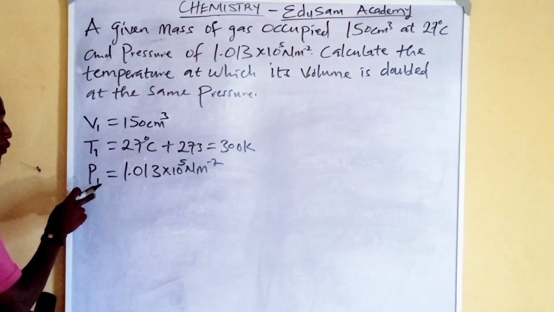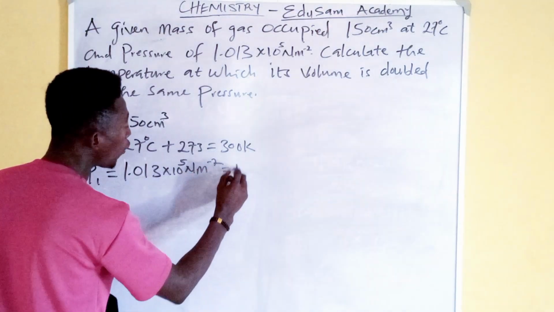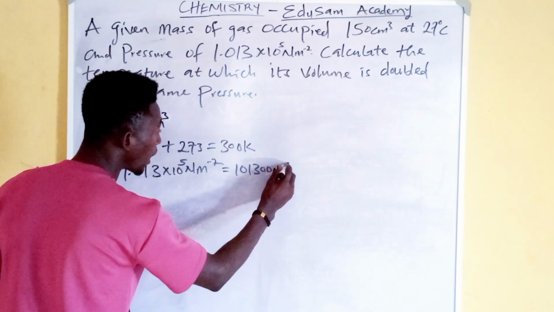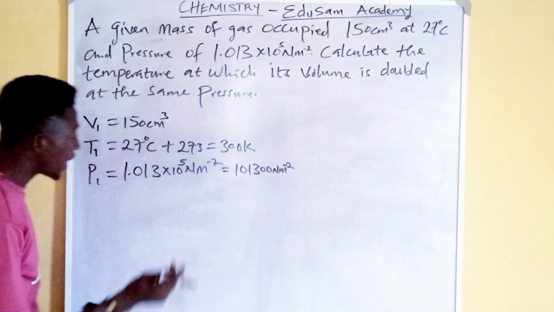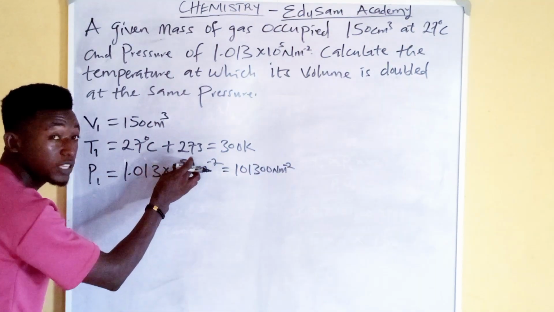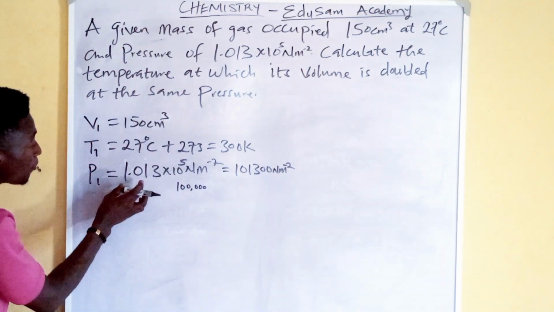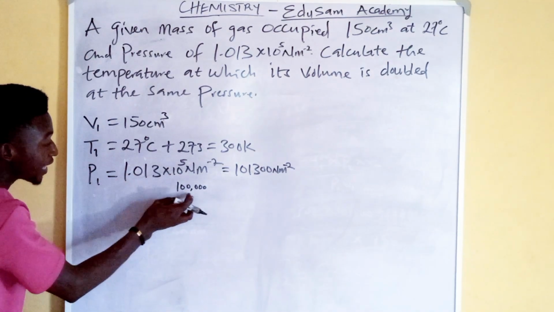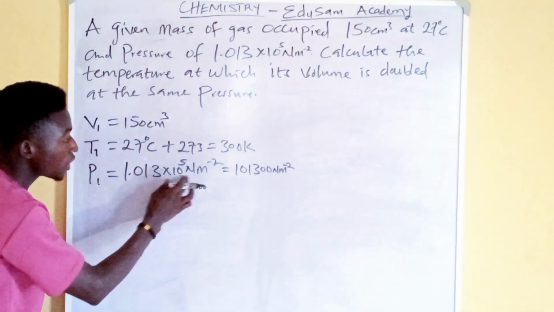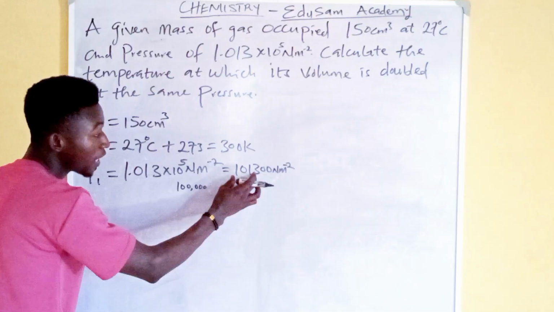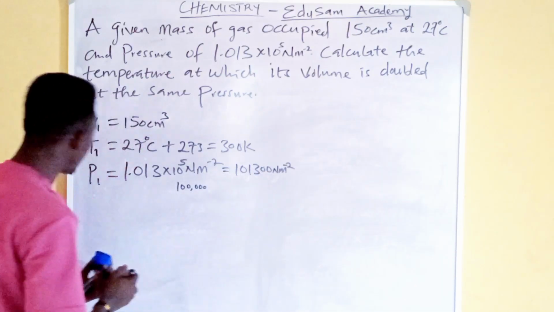This value of my pressure, I can also rewrite it to be 101,300 Newton per meter square. How did I do that? This is 10 raised to power 5, isn't it? Which denotes that it is 100,000. Now, if I multiply 1.013 times 100,000, I will have this value, which is 101,300 Newton per meter square.